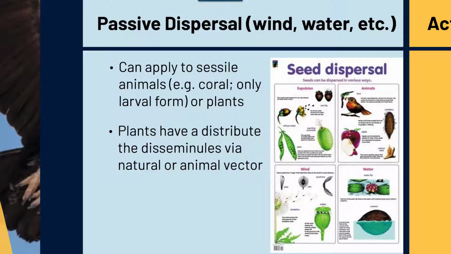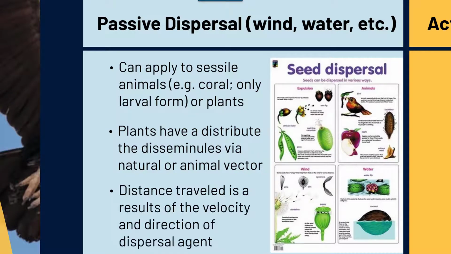And finally, there's a mechanism of water dispersing seeds. The coconut is a good example of that. It allows for dispersal in the ocean from one region to the next. The distance traveled is the result of the velocity and the direction of the dispersal agent. So it is 100% due to whatever the contributing factor is to the dispersal of that seed or that larval form.